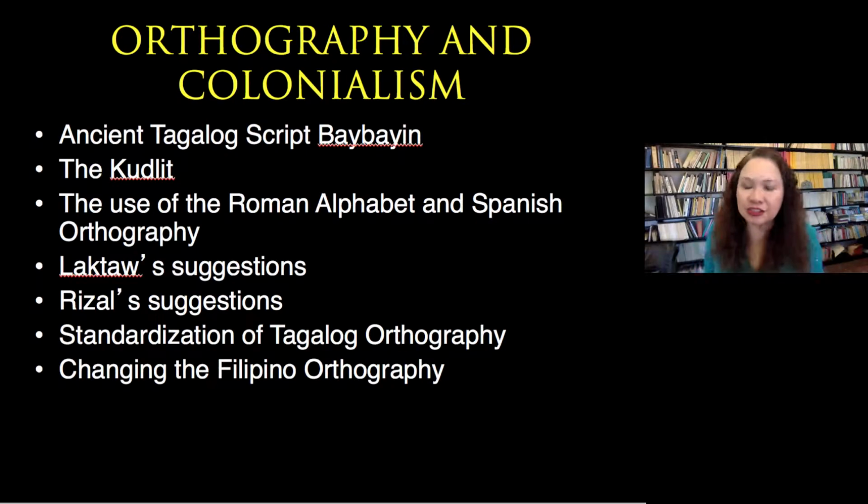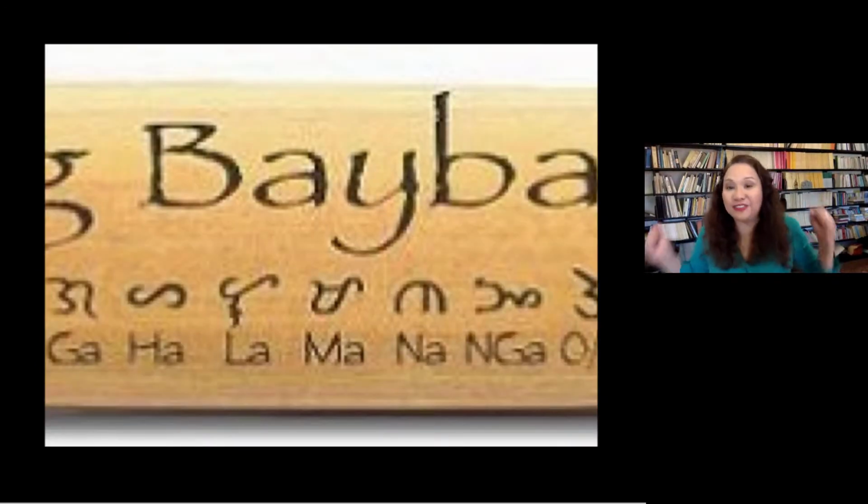So for this lecture, this is everything that we need to look at when we want to talk about the history of the letters in the Filipino alphabet. But for today, we're just looking at the Baybayin and the Kudlit and the use of the Roman alphabet and Spanish orthography, and moving some of these things to another lesson. Okay. Now let's look at the Baybayin.